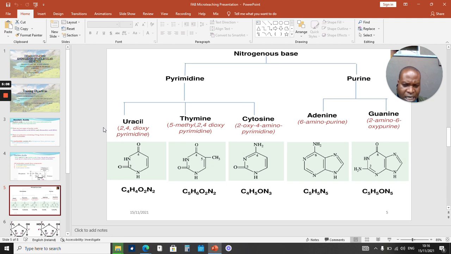Now, class, do you notice any difference between the two groups of nitrogenous bases? Look at the difference between the purines and the pyrimidines. What difference do you notice?